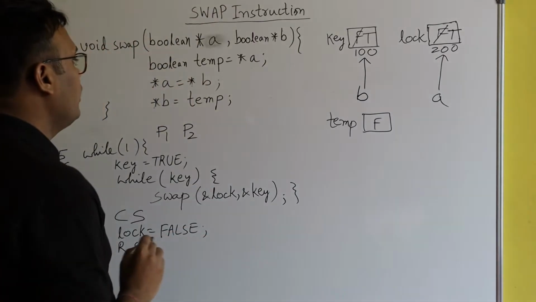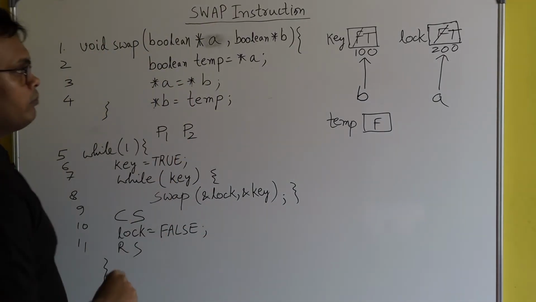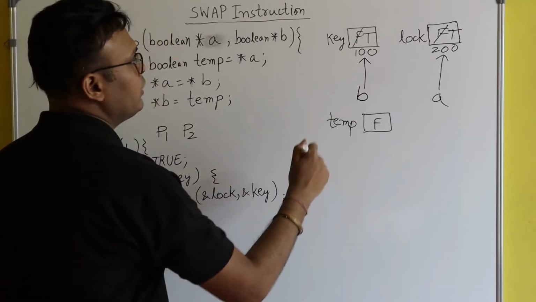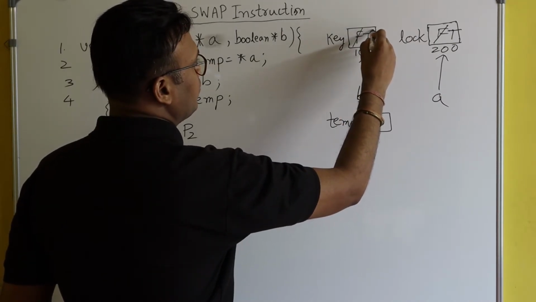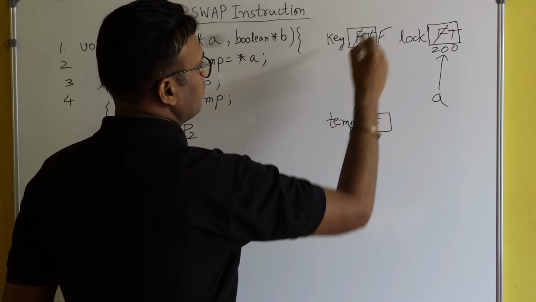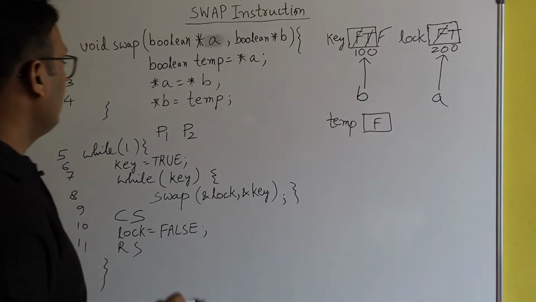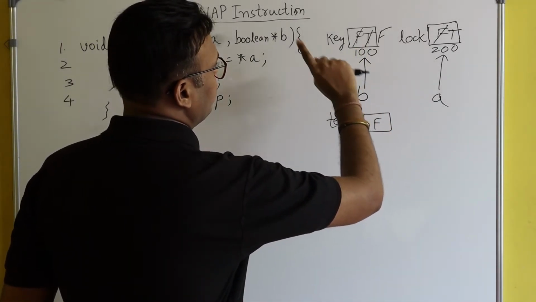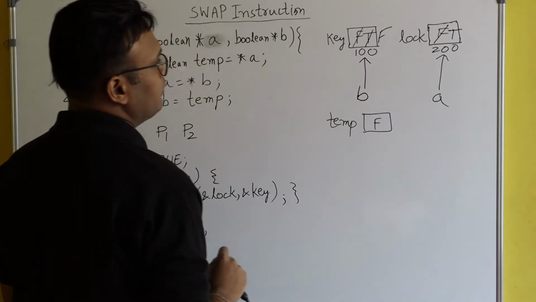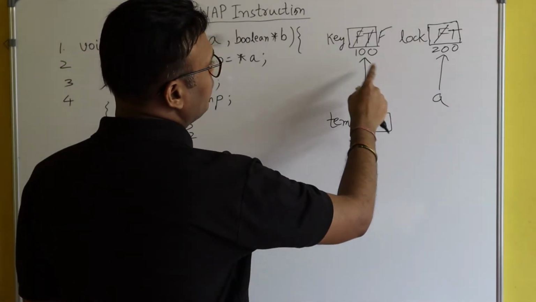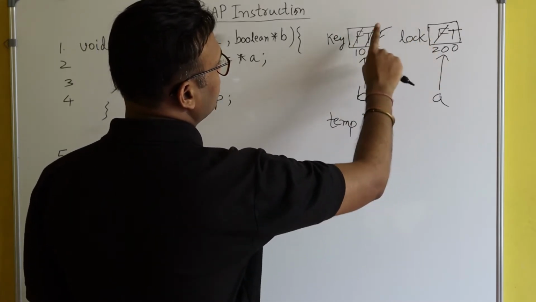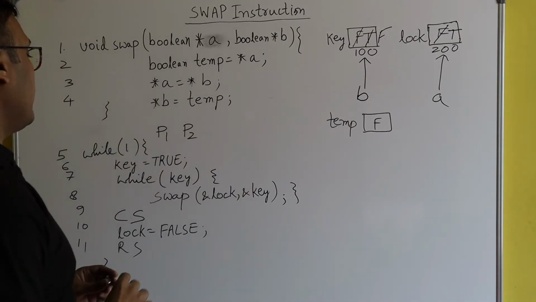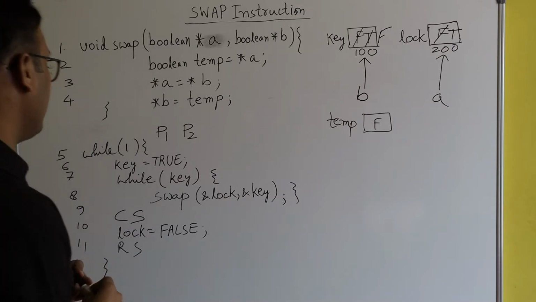Fine. And after that, star B is equal to temp. So star B will contain the value of temp, that is false. So here the value of key will become ultimately false. Fine. So now you see that the value of key and lock has been swapped. Initially it was true, false. Now it is false and true. Okay. So now you see how this swapping will help in the mutual exclusion. Let's see.